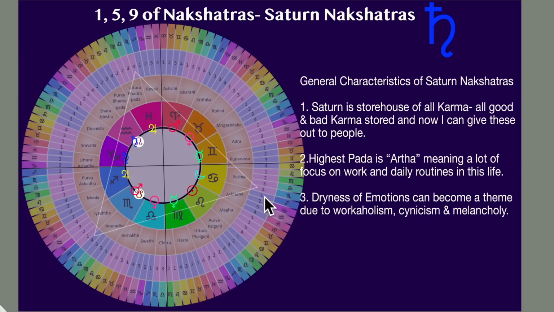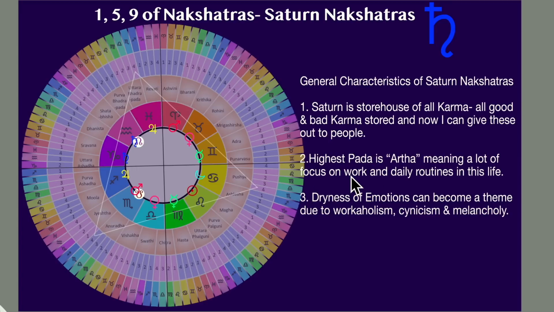And if you're born in these nakshatras as the ascendant, or if Rahu, Ketu or Jupiter sits here, it's a dominant portion of your theme this lifetime. And now you can give out this karma out to people, because Saturn is a karaka of common people. You need to give out stuff to common people if you are in one of these nakshatras. Remember that.